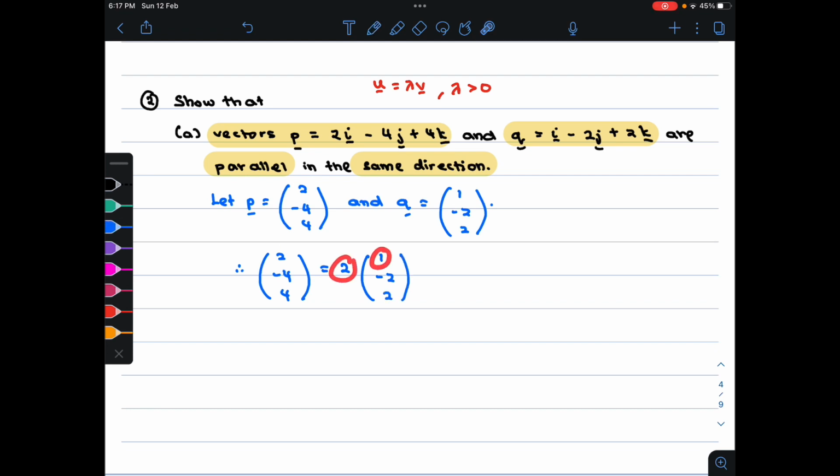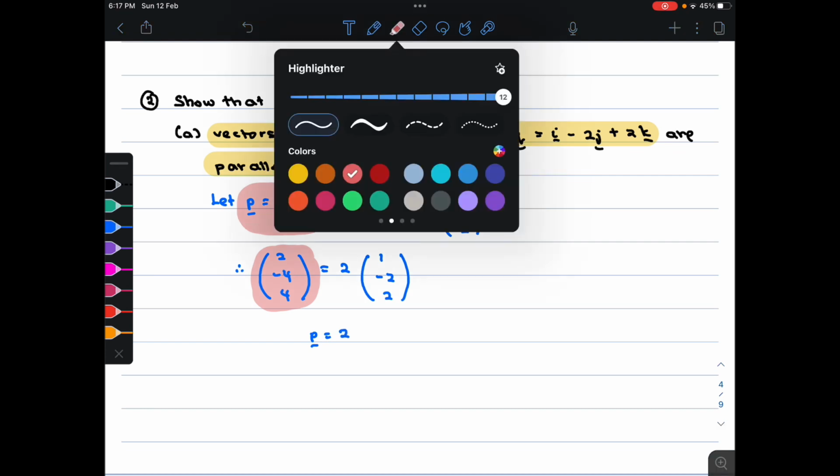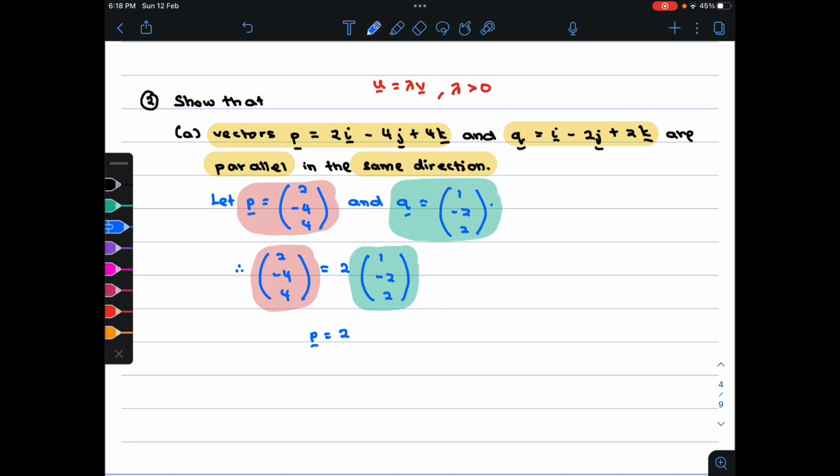Because 2 times 1 is 2. 2 times negative 2 is negative 4. And 2 times 2 is 4. So this is vector P and it is equal to 2 times vector Q. And hence, since the constant, which is lambda, is positive 2, which is bigger than 0, this means that P and Q are parallel vectors in the same direction.